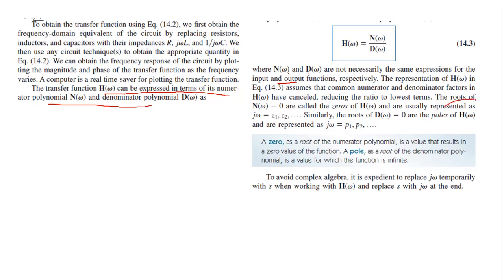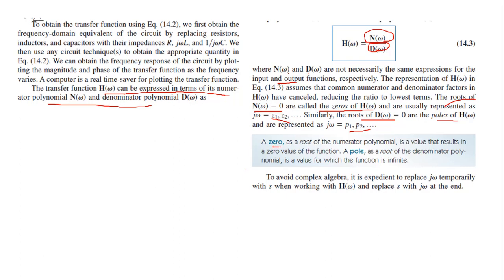Now the numerator will be some kind of polynomial. The roots of this numerator are called zeros of H of omega, and they are represented as Z1, Z2, etc. Similarly, the roots of the denominator, when equated to 0, are called poles and are represented by P1, P2, etc. So in a transfer function, the numerator roots are called zeros and the denominator roots are called poles.